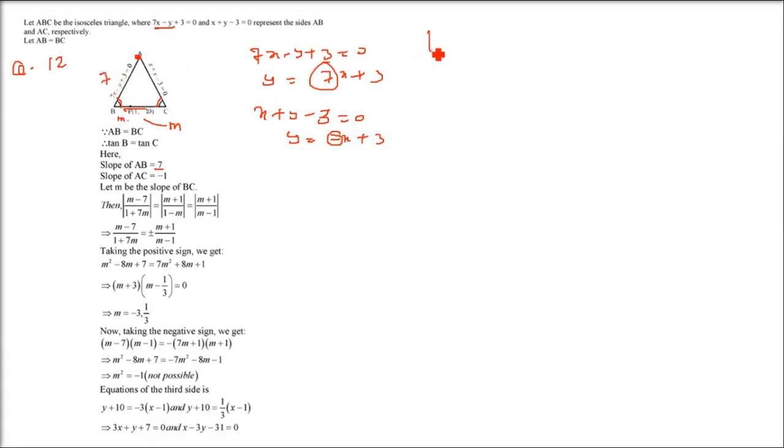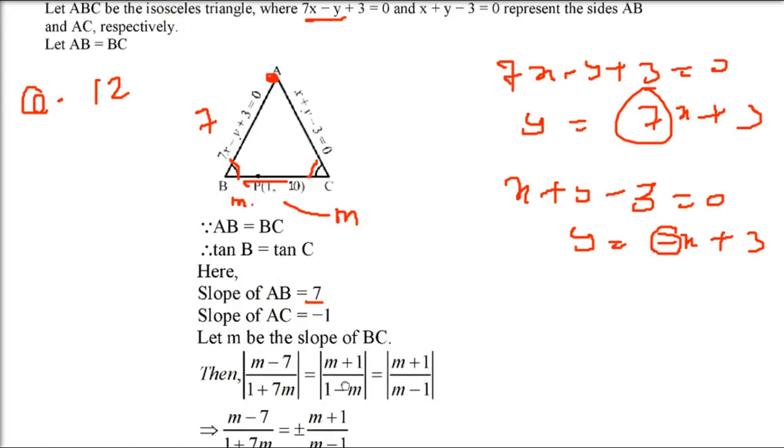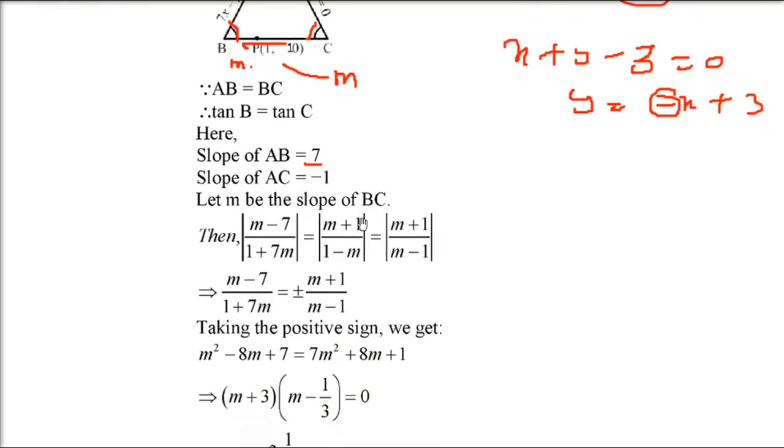The angle between two lines is tan theta equals (m1 minus m2) by (1 plus m1 m2). Taking m1 as m and m2 as 7, the tan of the angle for AB is (m minus 7) by (1 plus 7m). What about the angle between BC and AC? The slope is m, and the slope of AC is minus 1, so (m1 minus m2) by (1 plus m1 m2), same thing.